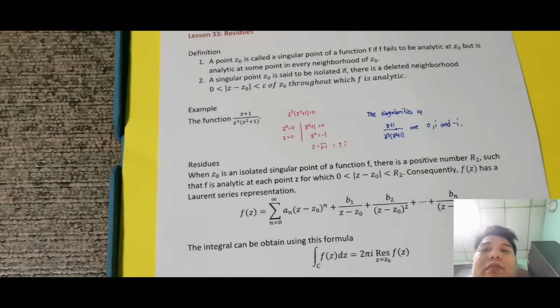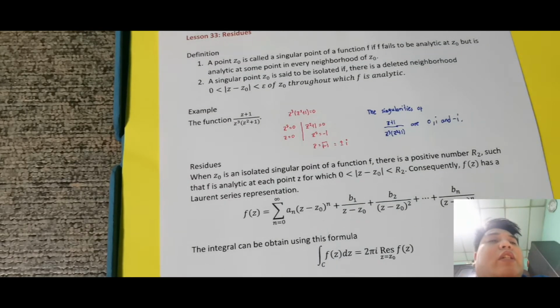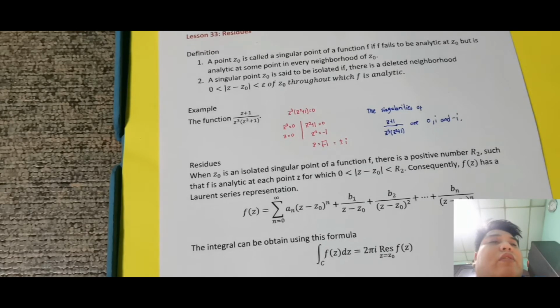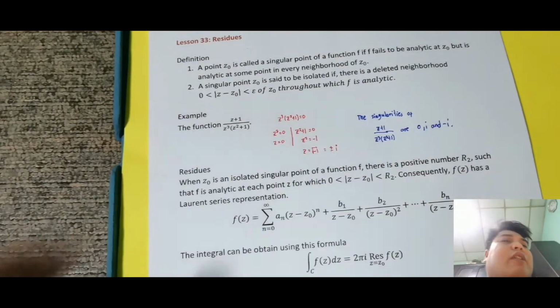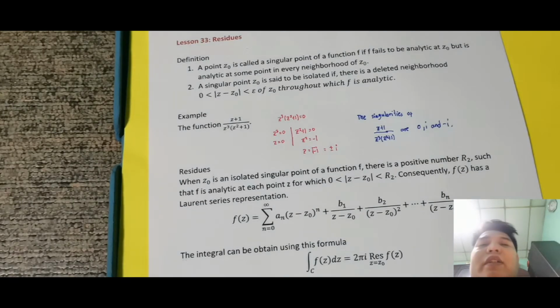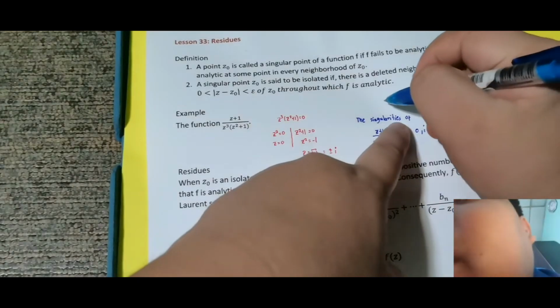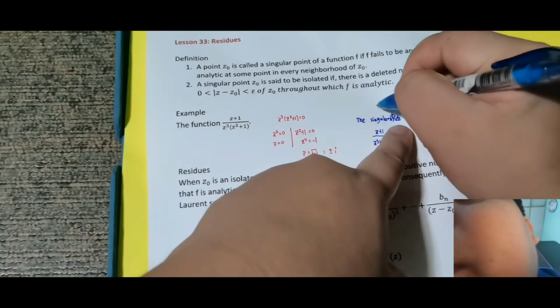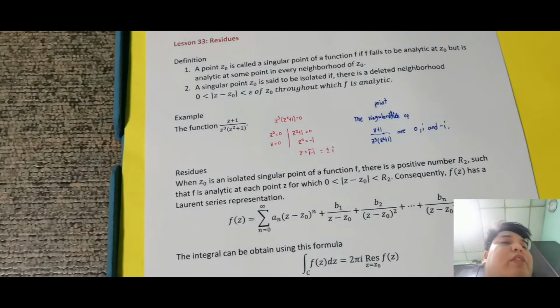Okay, so let's have this definition. So we have the residues. So when z0 is an isolated singular point, okay, so again, isolated singular point. Singularities ako ng singularities, no? Pero okay na yan. Sige, singular point. So the singular points of (z + 1) over (z cubed)(z squared + 1) are 0, i, and negative i. Okay, next is we have the residues.